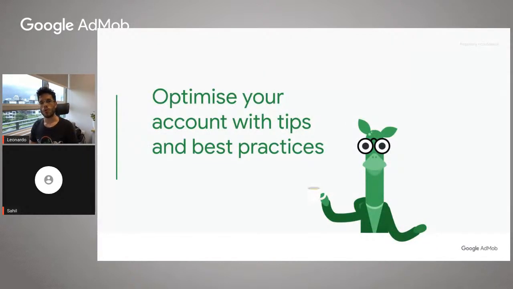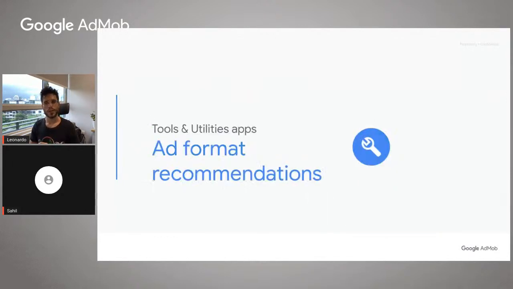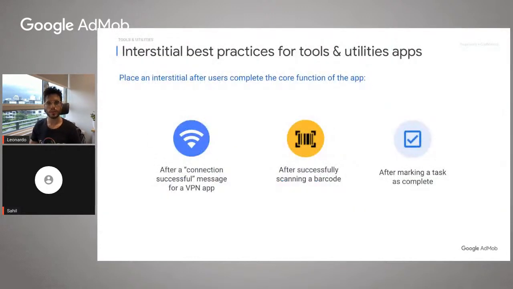All right, so far we've seen the different types of ad formats, and now we'll see how you can implement them and different types of examples based on the type of app that you have. So let's start with ad format recommendations for tools and utilities apps.